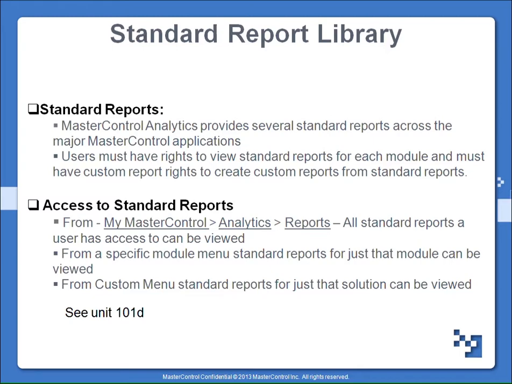Also, if I don't want to filter through all those different module reports, I can go right to the module I want to go to, so I can go to Documents, Reports, and if I have rights, it'll bring me up the standard document reports. And then if you have the process module in QEM, say for my complaint solution, I can set up a custom menu that will just pull up my complaint reports.